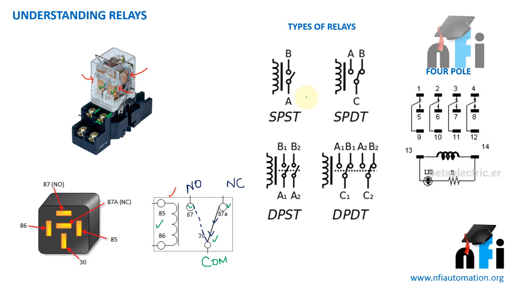Let's see some more examples. Now if you see here, this part is the coil, the same as this one, A and B. This is again a symbol, and this is the symbol of normally open.